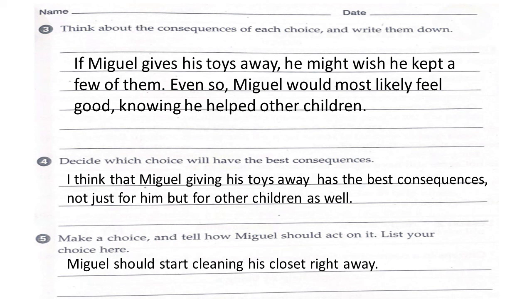Because remember, when you make a choice, you start acting on that decision. So the thing that he'll need to do is he'll have to clean his closet, and he will also have to fix and mend those toys. Because remember, when he wrote the letter, he said that the parents want him to fix his toys and give them away. So he needs to start cleaning his closet right away.